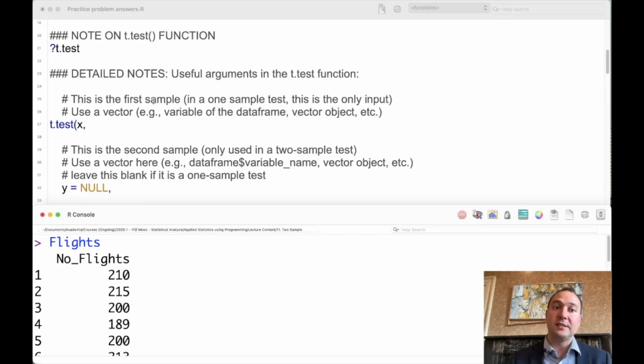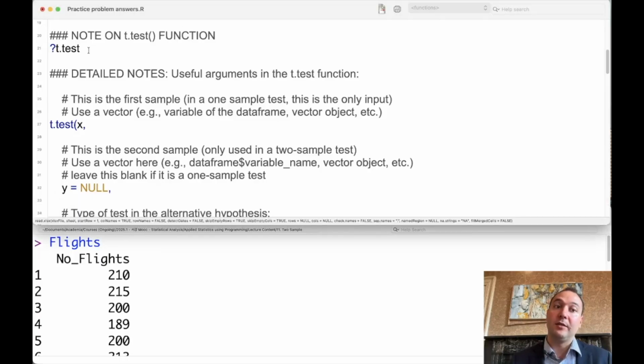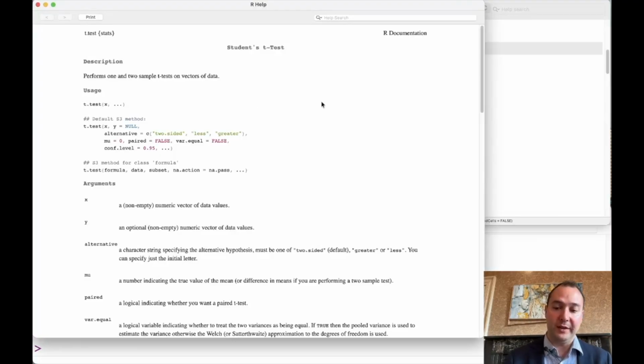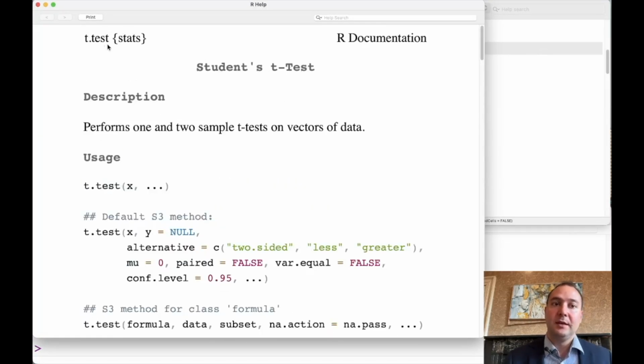So let's explore this t-test function. If we use the question mark, and the name of the function is t.test, let's run this code here, and it will bring up our help menu. Let's make it a little bigger. T-test is in the stats package. That means that it's included with R by default. So we can perform a 1 or 2 sample t-test on vectors of data. In other words, we can use the same function for a 1 sample test or a 2 sample test.